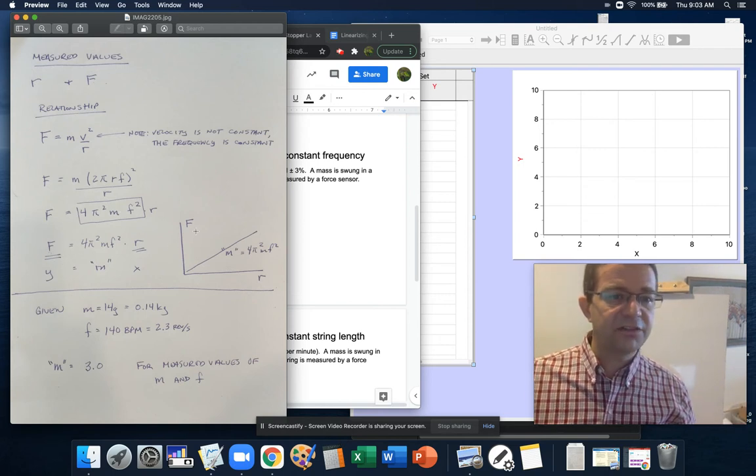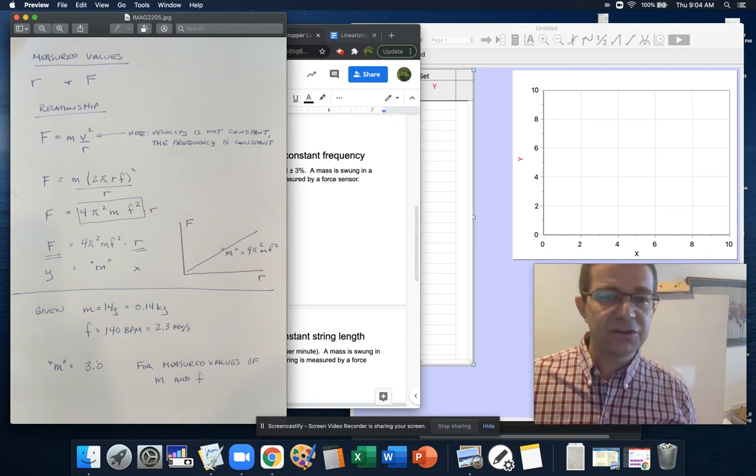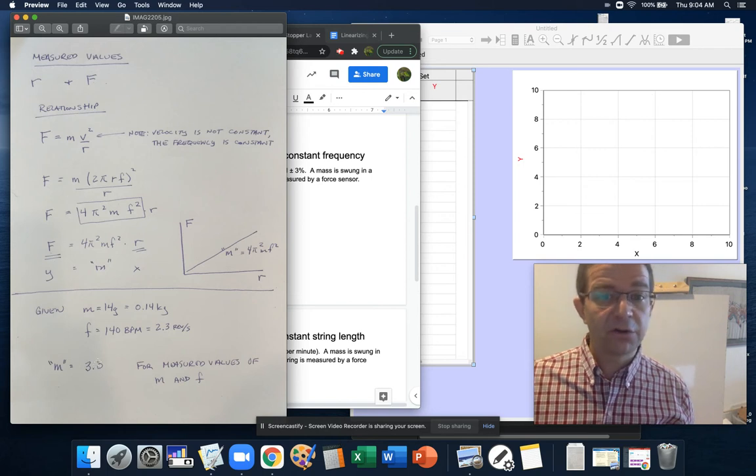We'll use on the y-axis the force, on the x-axis the radius, and then we expect that the slope of this proportional relationship will be 4 pi squared times m times f squared. I'm going to skip ahead a step here that we'll use after we've graphed the data. Since we have a measured value for the mass of the stopper, and we have a measured value for the frequency in beats per minute, which we can convert to revolutions per second, we can find exactly what we expect for the slope. I've left the units off here. The units are going to be kilograms per second squared. It's kind of a weird unit, but this is what we would expect to get for our slope.